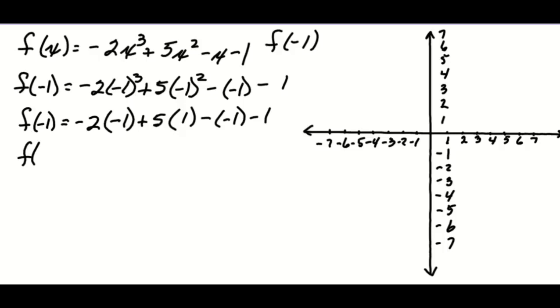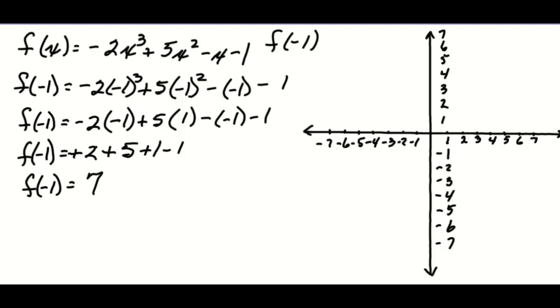Then our function of minus 1 now turns out to be negative 2 times negative 1 gives me a positive 2, sorry about that. And 5 times 1 is 5. And negative times a negative 1 makes that a positive 1, and then minus 1. So our function of minus 1 turns out to be 2 plus 5, which is 7, plus 1 is 8, minus 1 turns out to be 7. And that's how that's done.